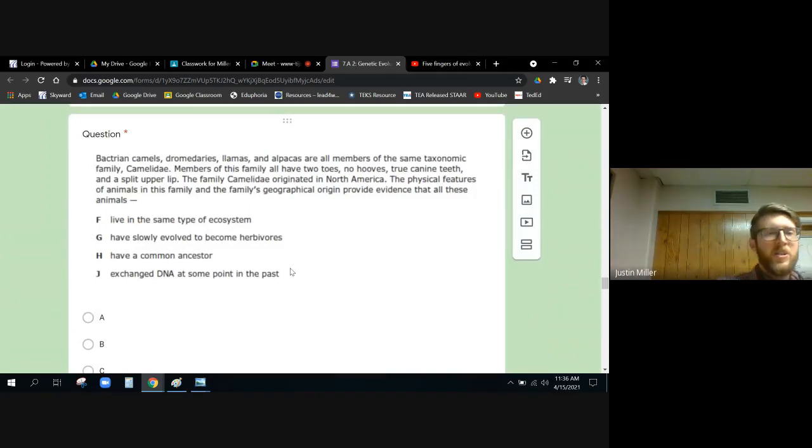All right, here are some more animals we've got here. Bactrian camels, dromedaries, which look like camels but are a little different. Llamas, which don't really look like camels, but kind of, they don't have humps. And alpacas, which kind of look like llamas. They all kind of look the same, right? They're kind of just weird.